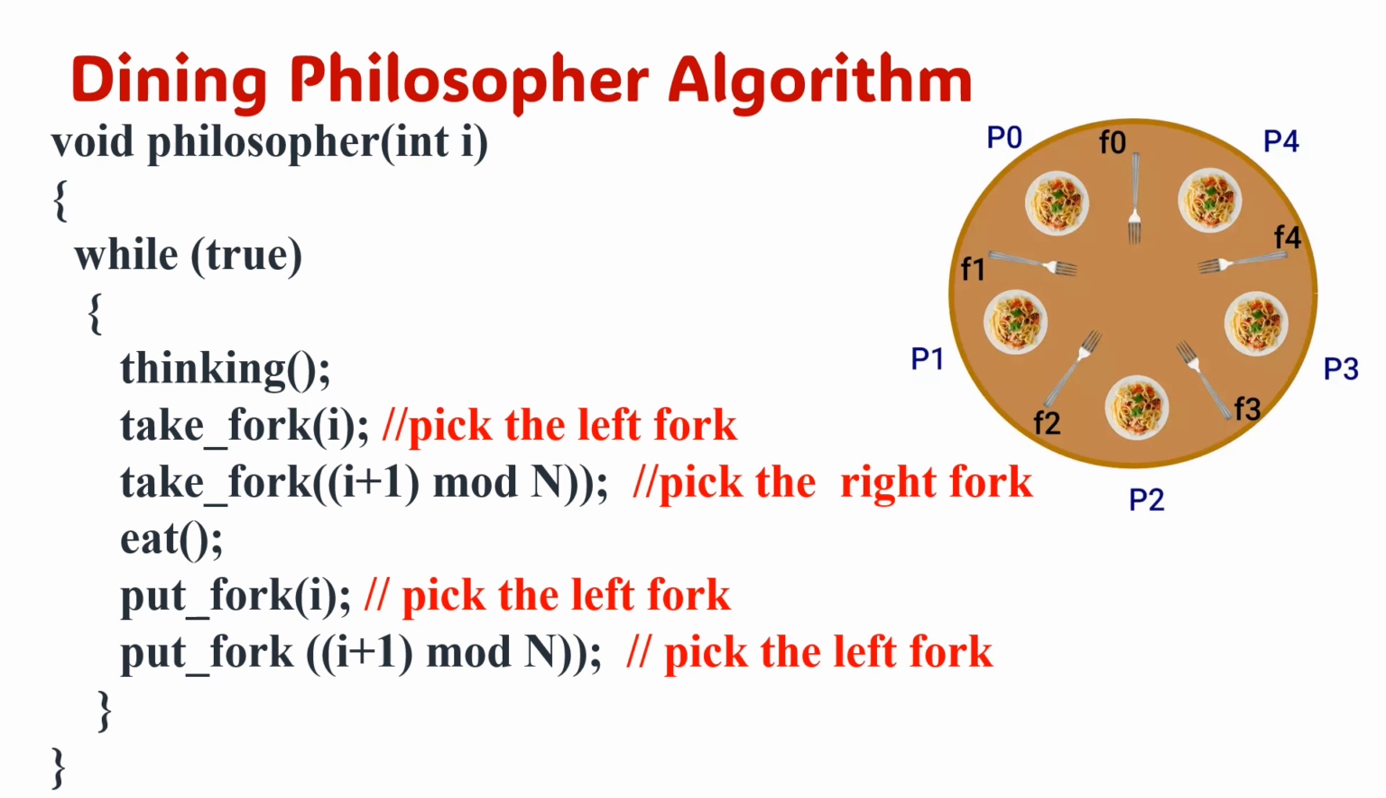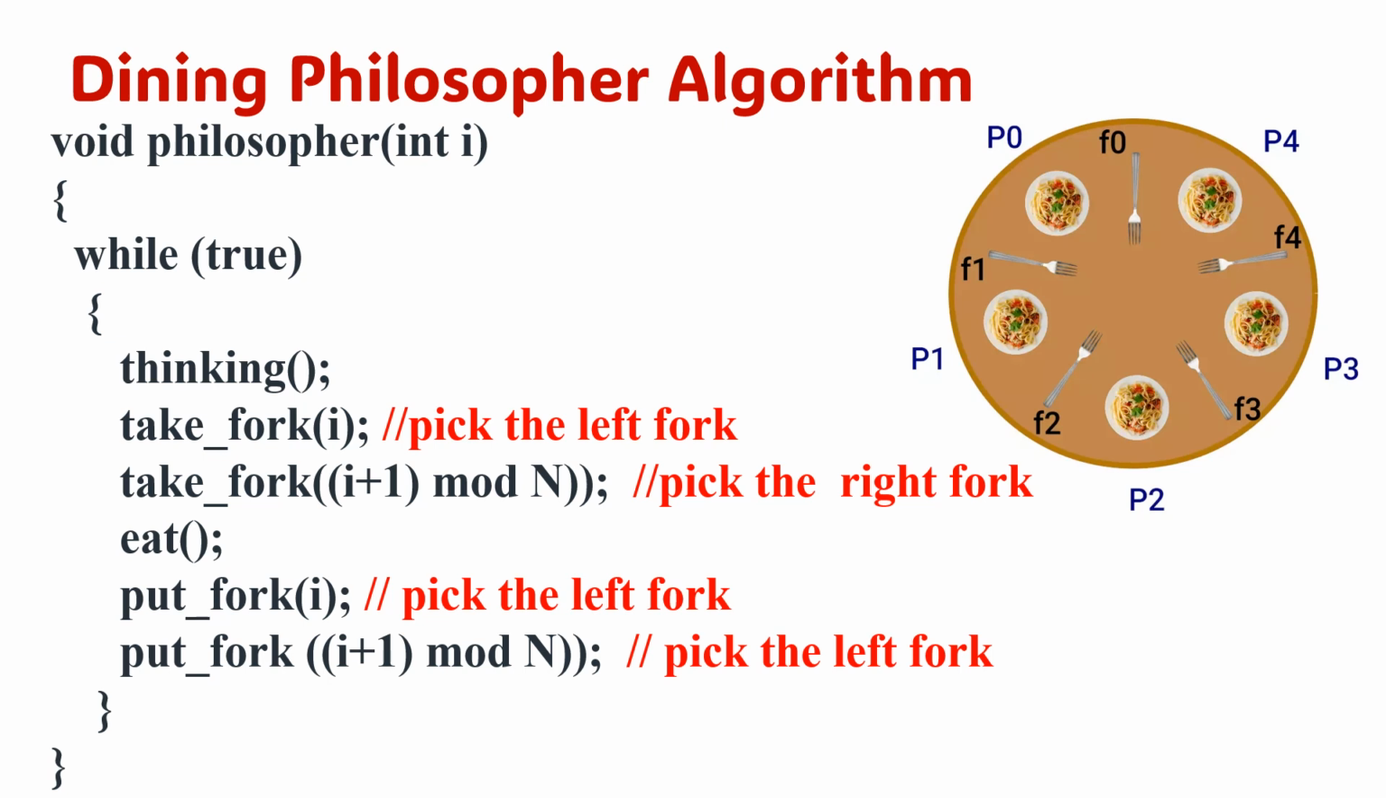So here you can see an algorithm. Void philosopher (int i), while true. Suppose his thinking is over, because as I told you earlier, he can do two things: one is thinking and the other one is eating. So after thinking, now he wishes to eat, and for that there is a rule. He has to pick up the left fork first and then the right fork.